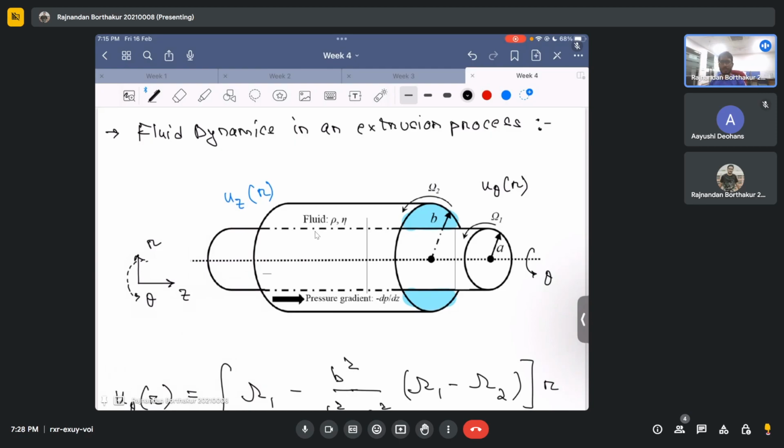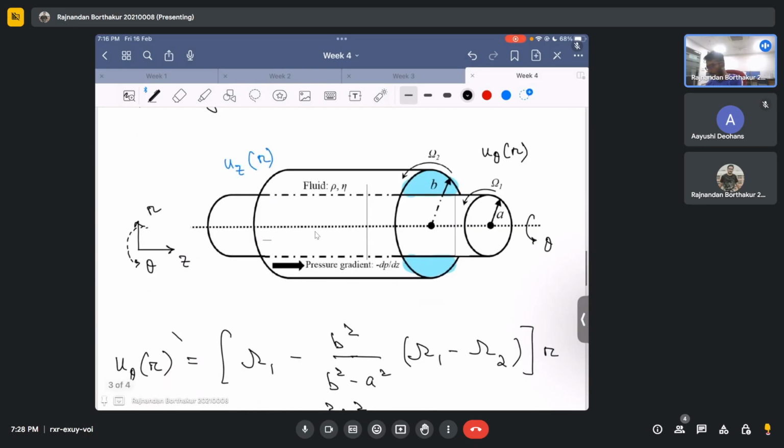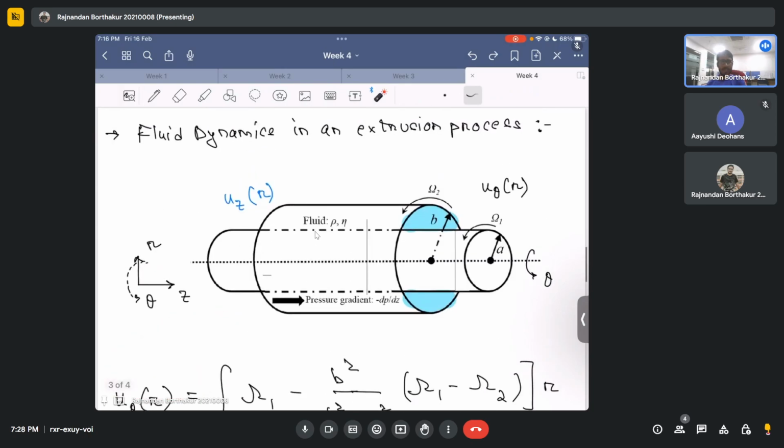As I have said, we will start off by deriving certain special cases of the velocity profile u theta that we got in the previous week. These special cases, as we will see shortly, give us certain physical insights into the problem. All right, so let's begin. I hope you don't have any doubts till now.